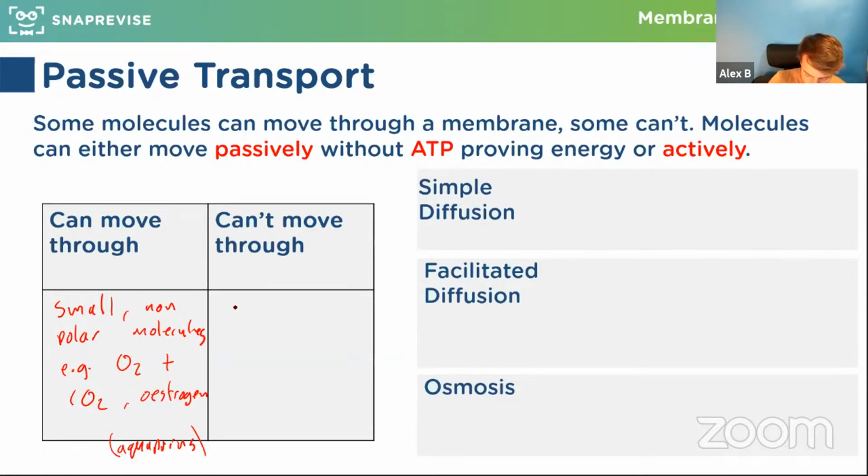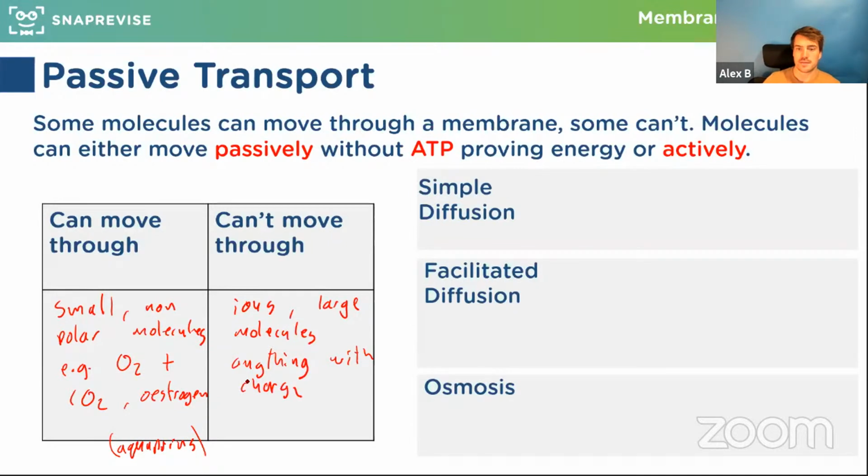Things that can't move through are ions, large molecules, anything with a charge, basically. So to move through, they need special proteins called channel or carrier proteins. That's how they get through. Exactly. So that's what those intrinsic or integral proteins we looked at at the start do. They allow these large or polar molecules through.